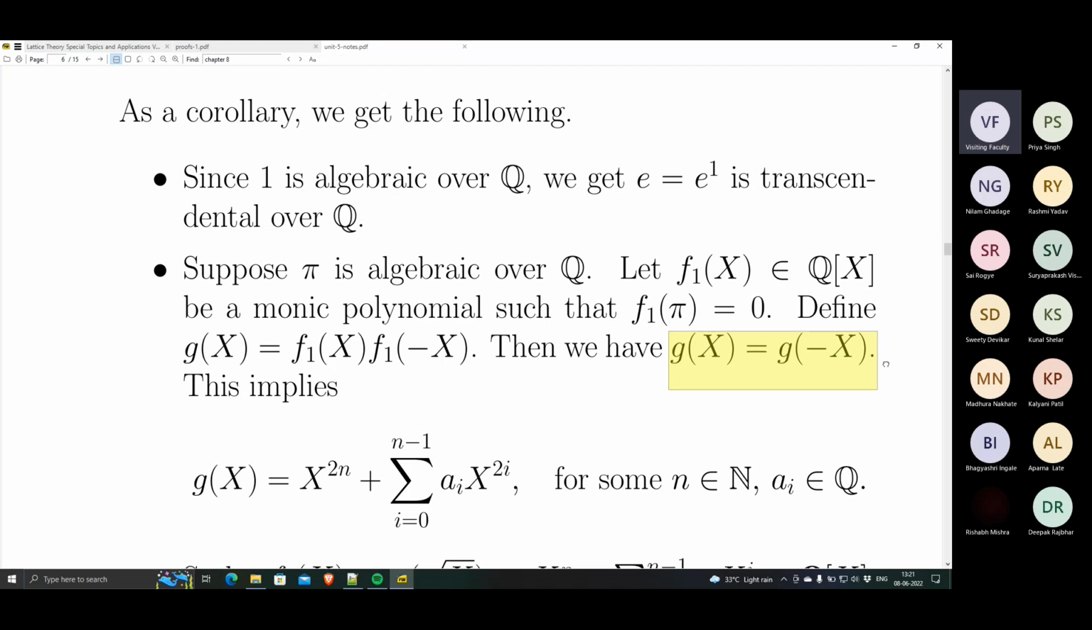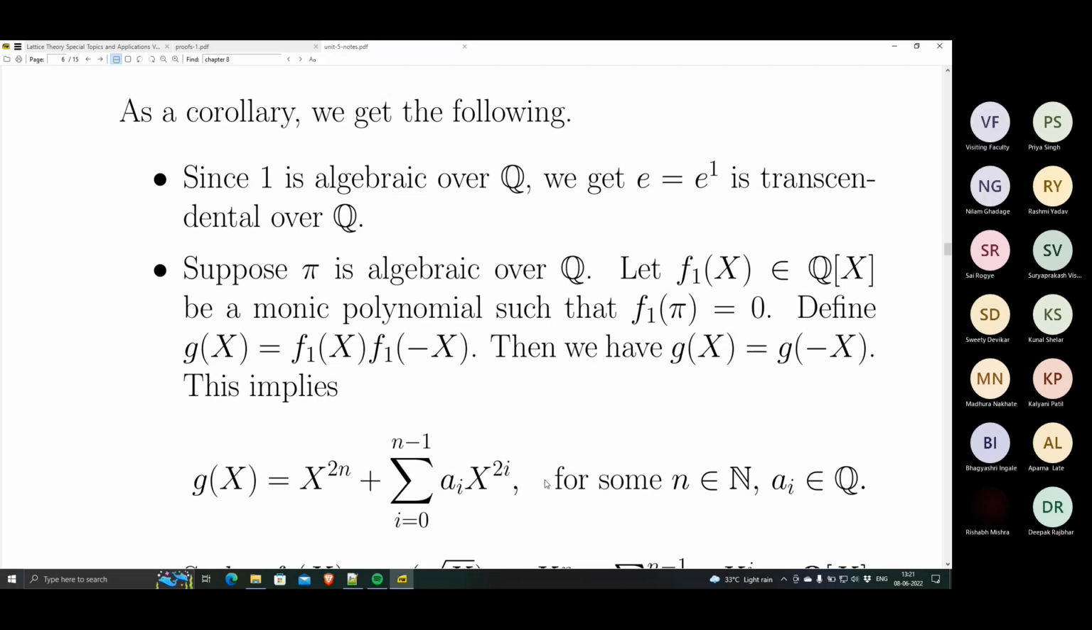How do you check this? Go back and check this. Take a form for g of x. Let g of x be equal to b0 plus b1x plus b2x squared plus dot dot dot plus dk x raised to k. Then substitute this condition g of x is equal to g of minus x. You will see that the odd terms will cancel off, only the even terms will remain. Therefore, you get this. So you go back and check that g will be of this form.